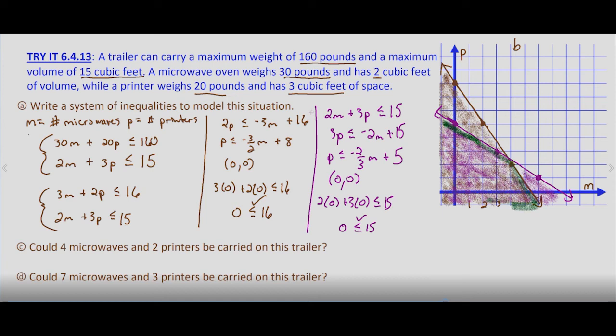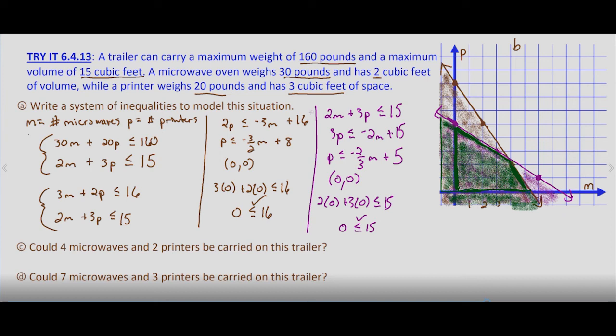Anything in here, although below the x-axis or the m-axis and below or to the left of the p-axis, that doesn't make sense. So technically the solution is just this positive area in here. It's not going to include any negative values, because you can't have negative amounts of microwaves or negative amounts of printers. So it's just this area inside that I just shaded the outline for, because the others don't make sense.